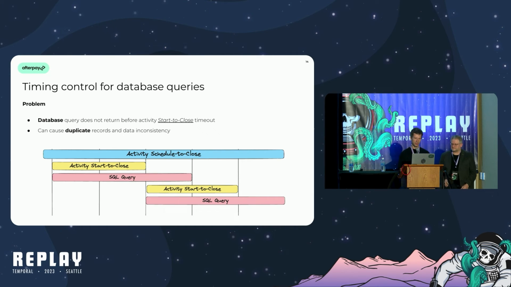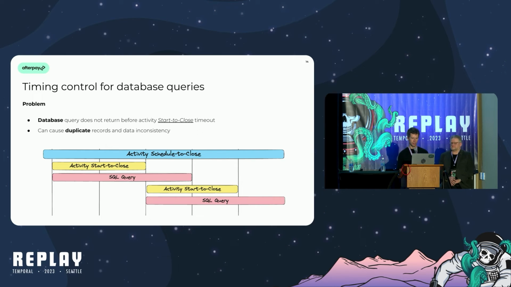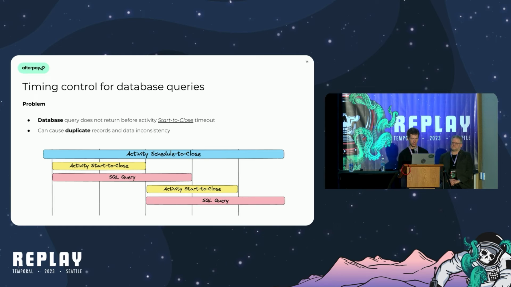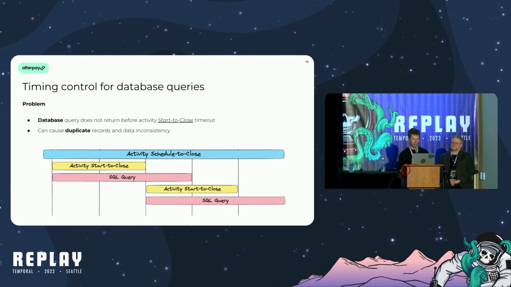It's quite important that this type of timing control is relevant not only for SQL queries, but actually for all types of external requests, especially mutating data. It can be REST or gRPC calls.